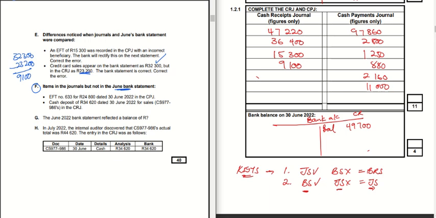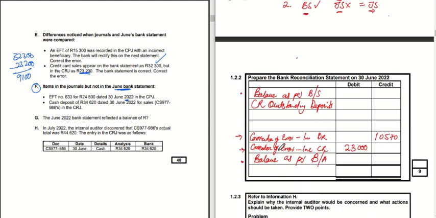Okay, and then we come now to information F, which says the items in the journals but that don't appear in the June bank statement. So they are in the journals but not in the June bank statement. There's an EFT number 633 for 24,800 dated 30 June in the CPJ. So they're telling us that we have an EFT of 24,800, which is not appearing. So what do we do? This then becomes our outstanding EFT. Remember, if it is in the journals but not on the bank statement, we take it to the BRS.